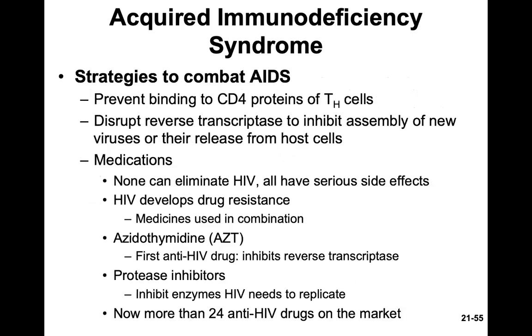Some strategies to combat it. First of all, prevent the binding of the proteins to the T cells. This is one of the ways that the medications work. One way is to disrupt reverse transcriptase, that enzyme that takes the RNA and replicates it to create DNA. They try to disrupt that so that it's not able to create more viral RNA. These medications cannot eliminate HIV, but they can help, and those are a couple of ways that they do help, even though the medications do have serious side effects.